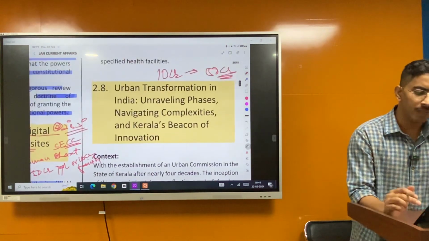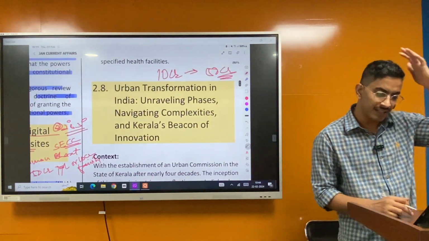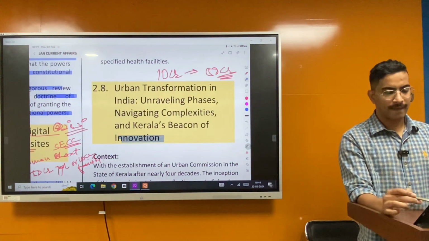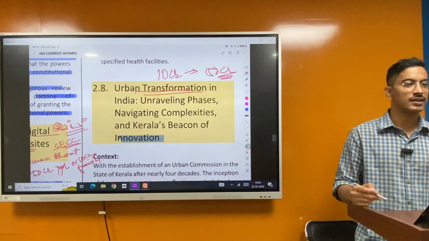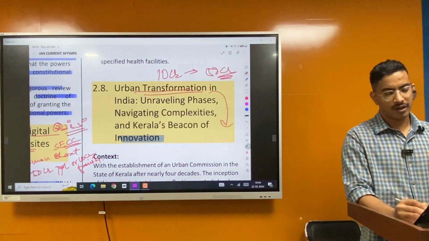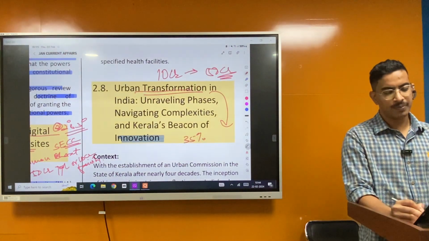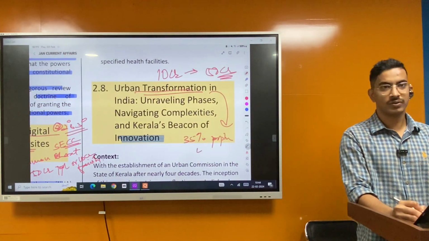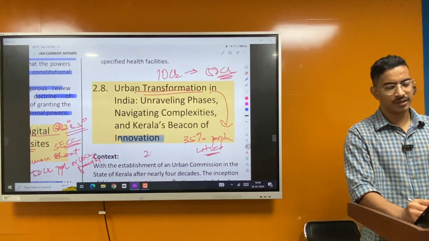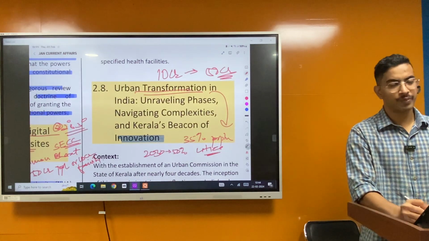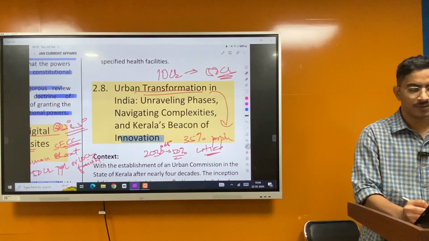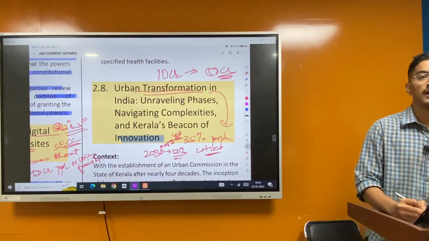Next is urban transformation in India: unraveling phases, navigating complexities, Kerala beacon of innovation. See, urban transformation, in the last class when I took this in paper one, I told you that around 35% of the population lives in cities right now. It is also 35 to 37 right now. By 2030, we might see 50% of our population moving into cities. And the cities generate around 65% of GDP. Right? I had given you this information.